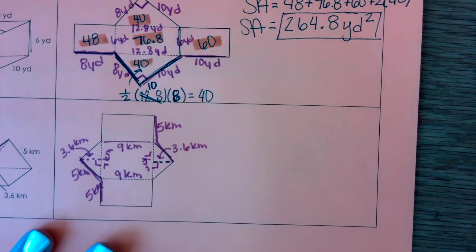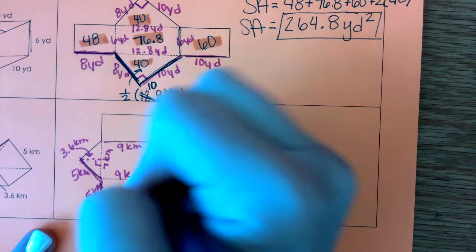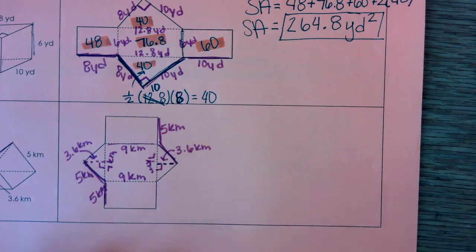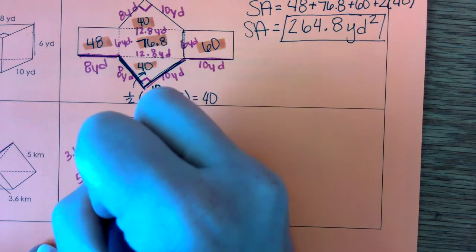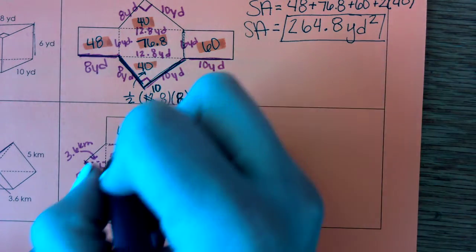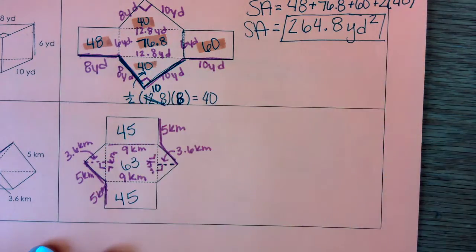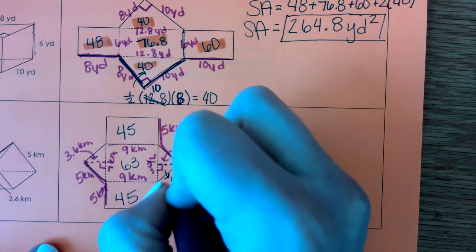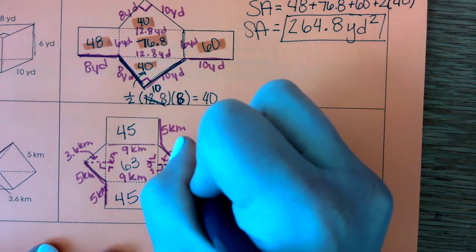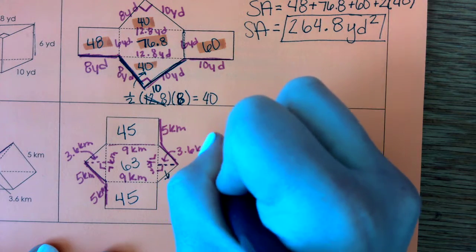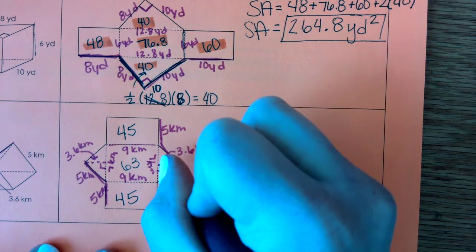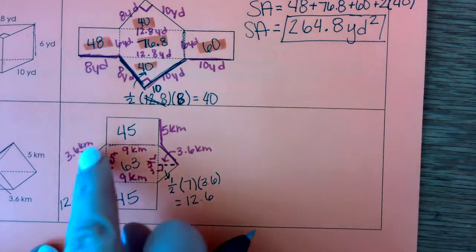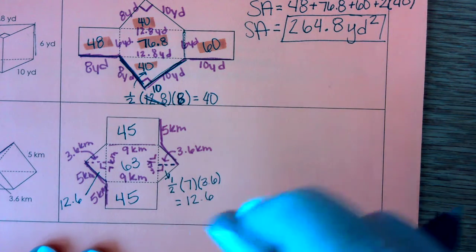So, what's the area of my rectangles? My two rectangles have the same area, because they're both 5 by 9. 45. Very good. So I have 45, 45. How about my center one? 63, because 9 times 7 is 63. And then what about my two triangles? I'm going to take 1/2 times 7 times 3.6. So I have 12.6. Not with our triangle, because our triangle is 1/2 base times height.